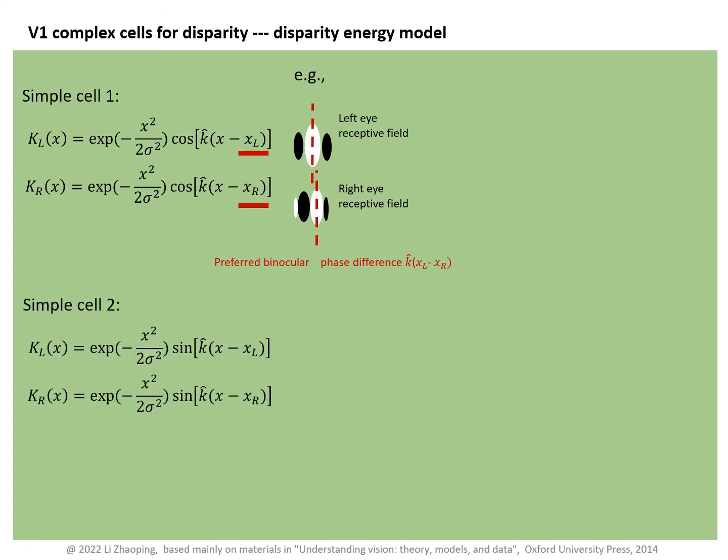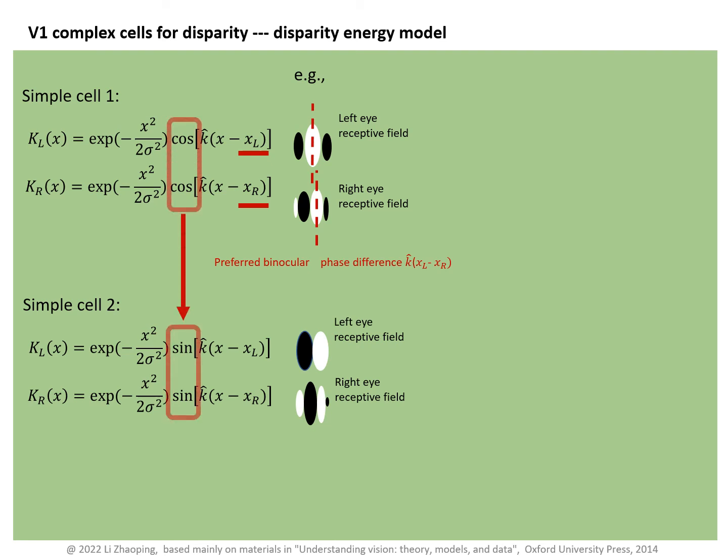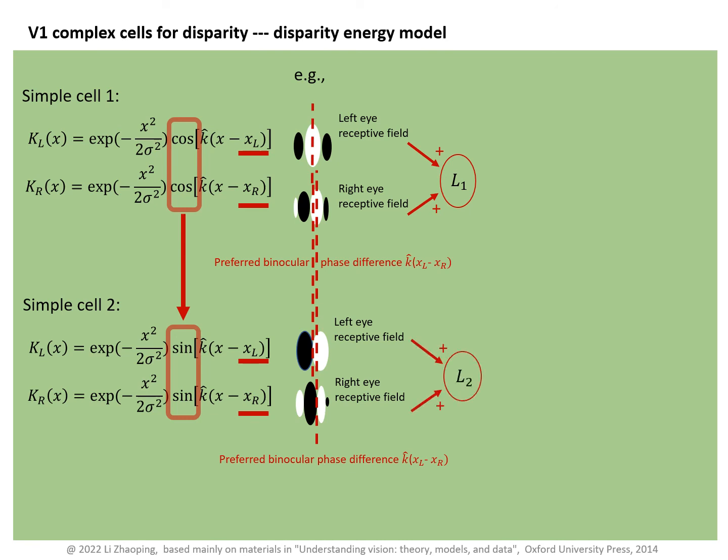Now this is for the second simple cell and their Gabor filter shapes. These two simple cell components differ by 90 degrees in phase, so the cosines become the sines. Now XL and XR correspond to these locations for black to white transitions in the Gabor filters. So this simple cell has the same preferred phase difference as the simple cell above. Now let the first simple cell have linear response L1 to visual input, and the second neuron have linear response L2, and then they are both squared to give the energy response to visual inputs.